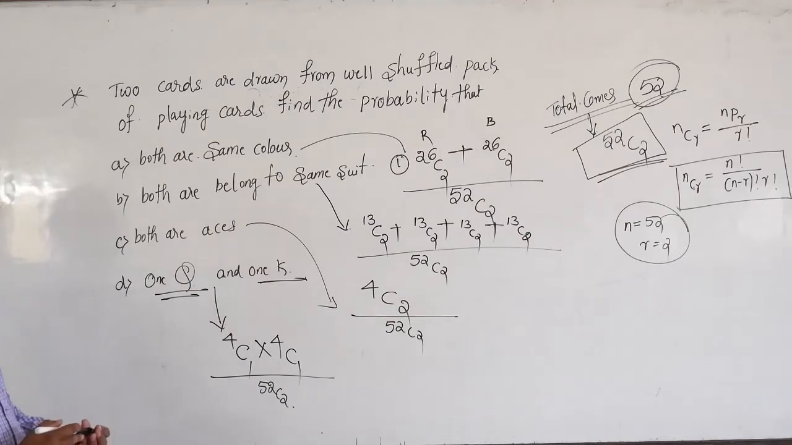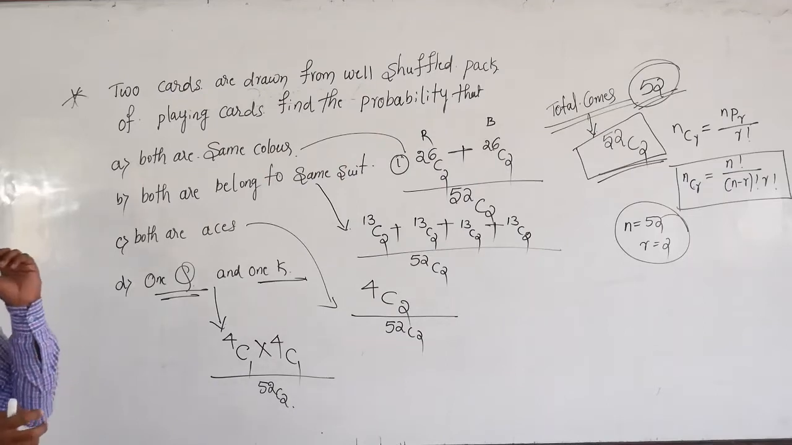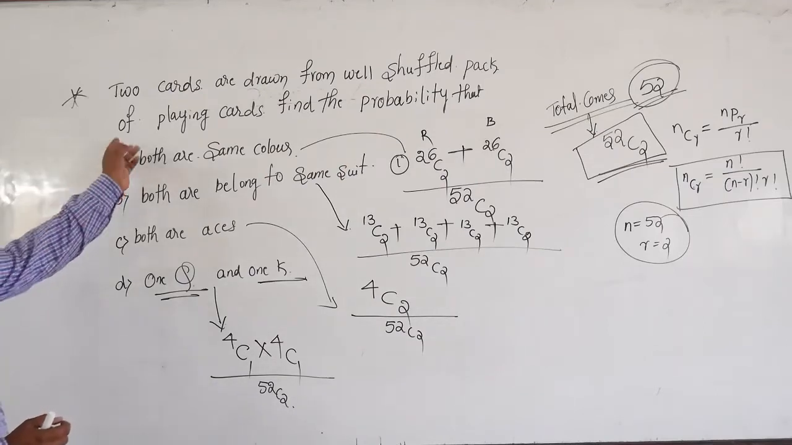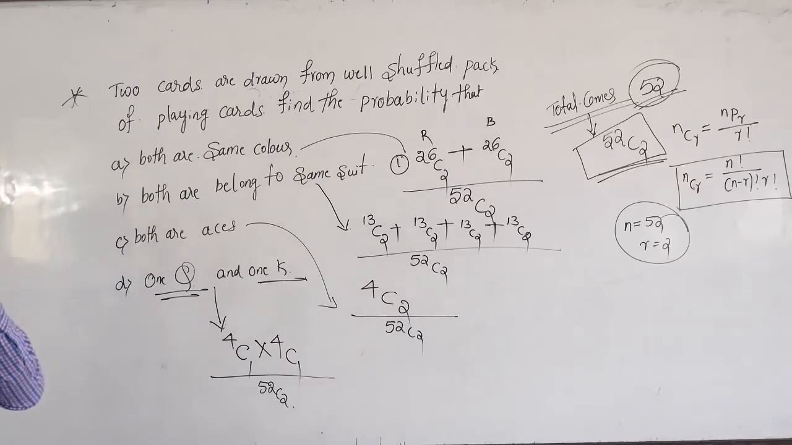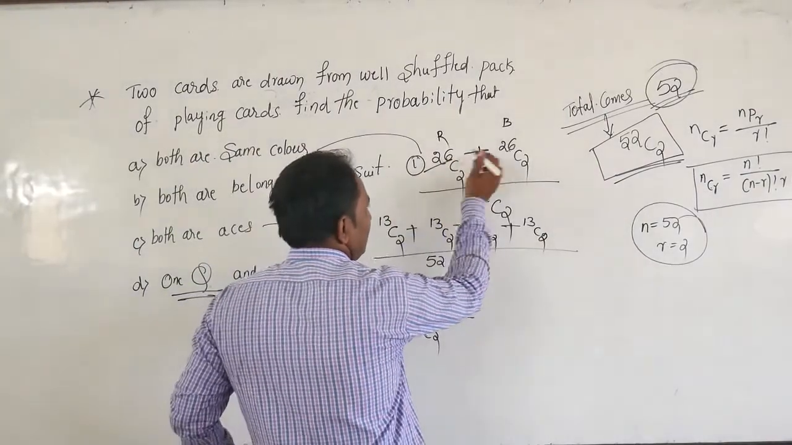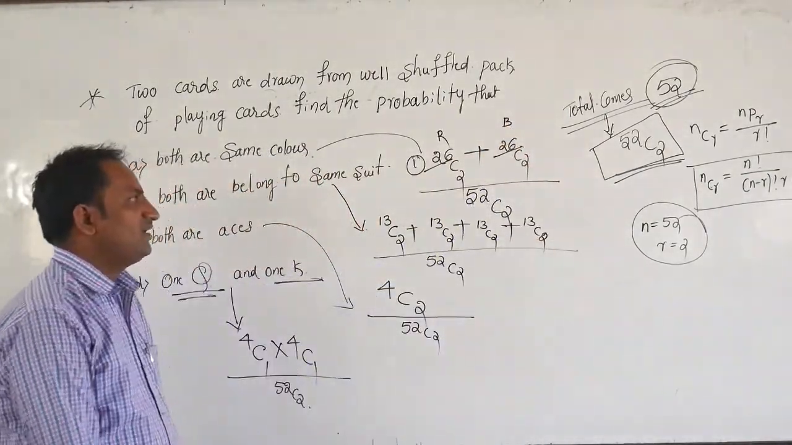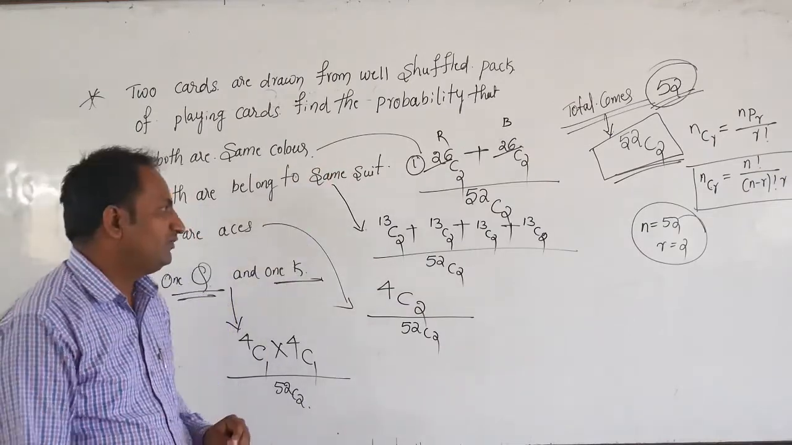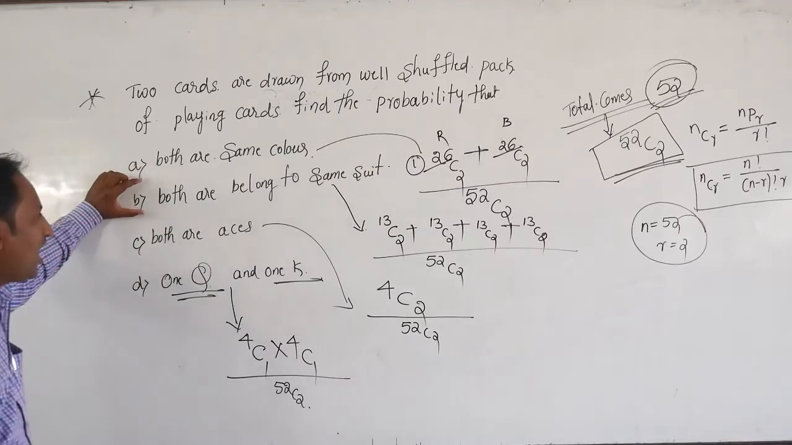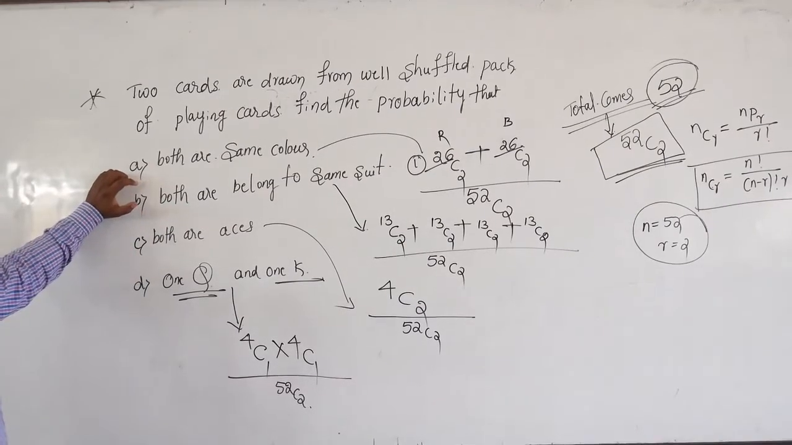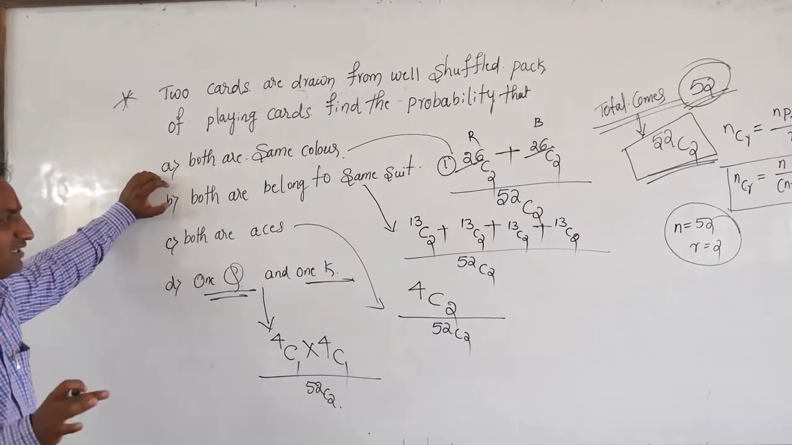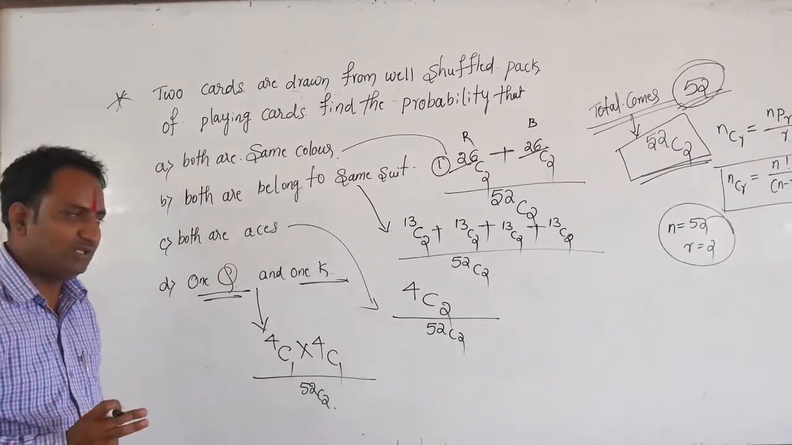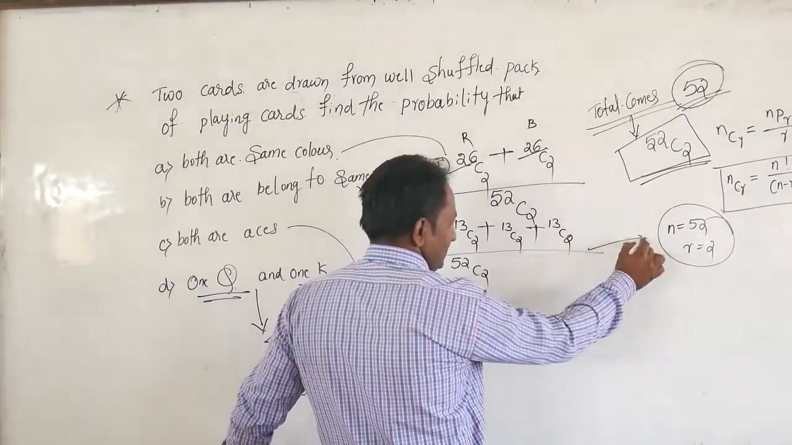Here two cards are drawn from a well shuffled pack of playing cards. Find the probability that both are the same color. There are 52 cards. Out of 52, 26 cards are red and 26 cards are black. That's why 26C2 plus 26C2 divided by 52C2. If both belong to the same suit, in a particular suit there are 13 cards, and out of 13 we can choose only 2. That's why we get our answer.